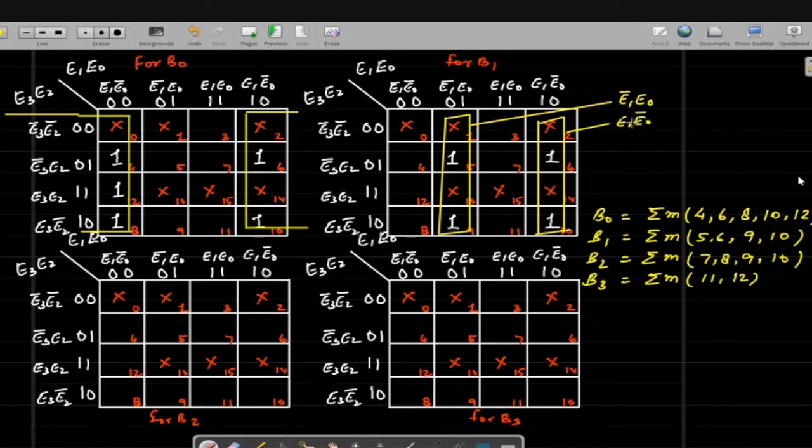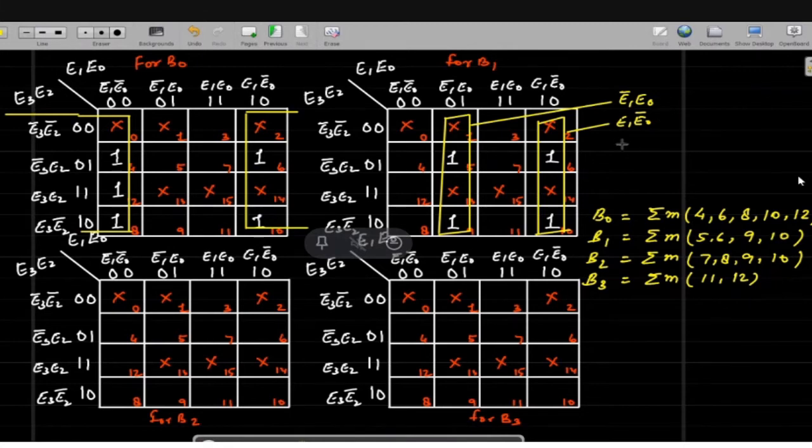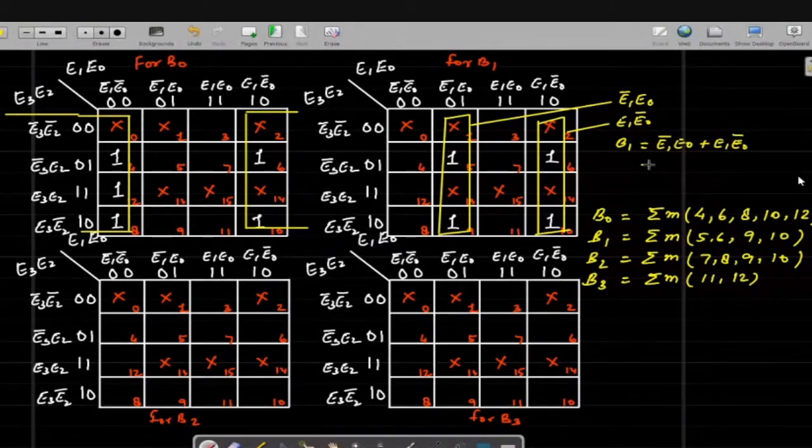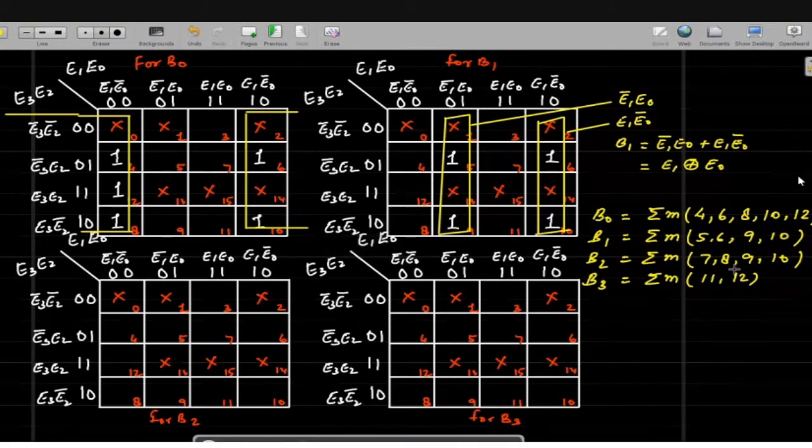When you combine these two terms, it will give you the simplified Boolean expression for V1, that is E1 XOR E0. V1 is equal to E1 bar E0 plus E1 E0 bar, which is a standard expression, meaning we can write it as E1 XOR with E0. All right.